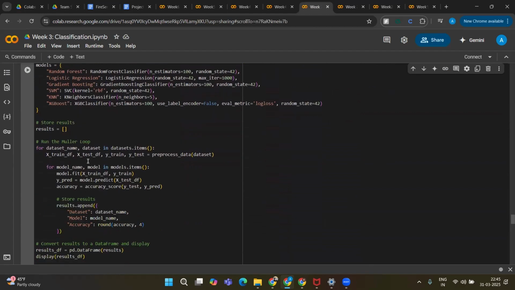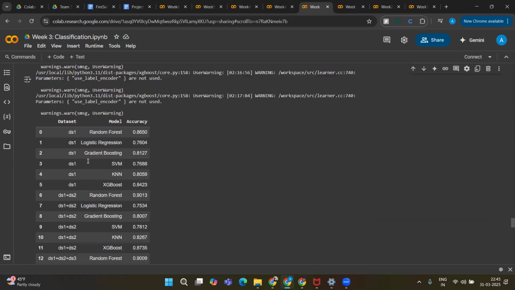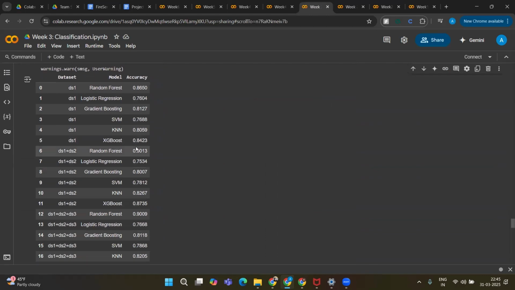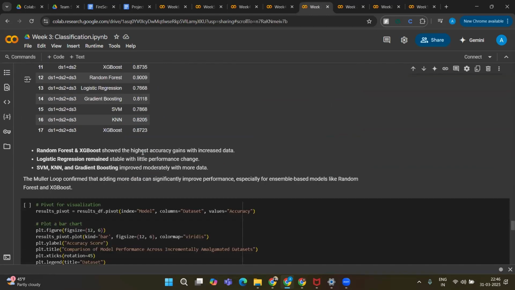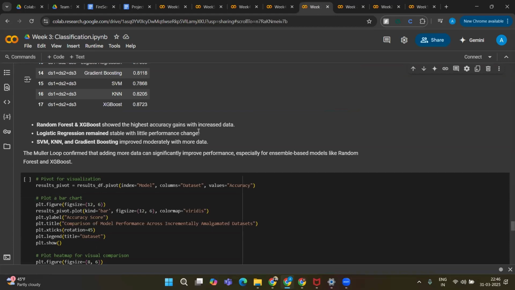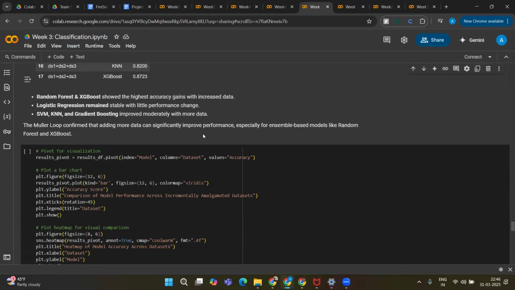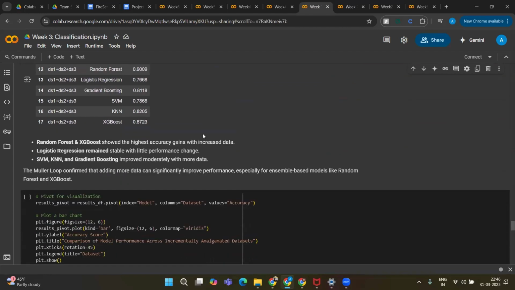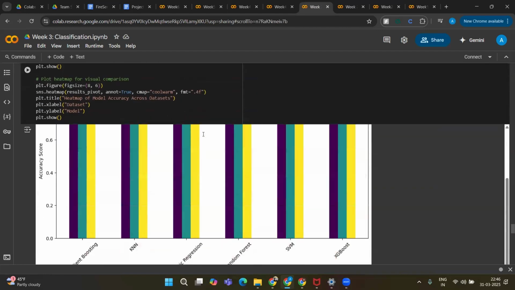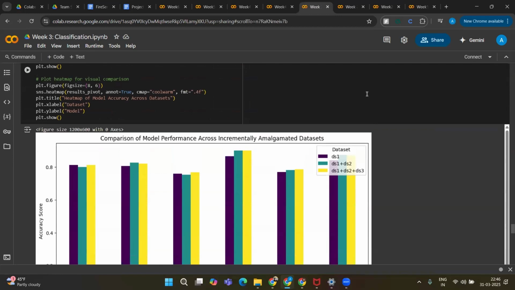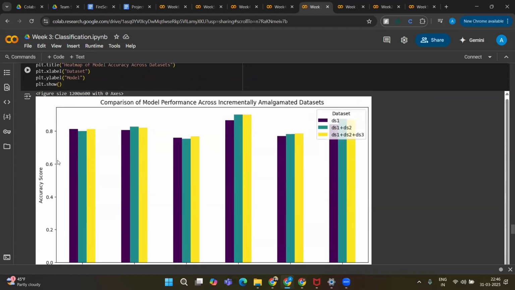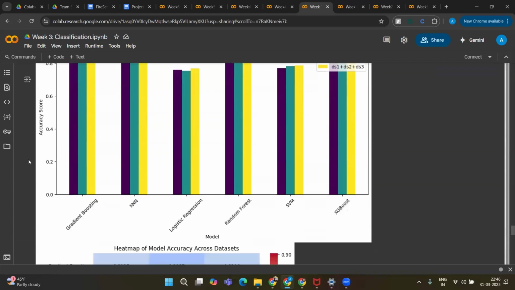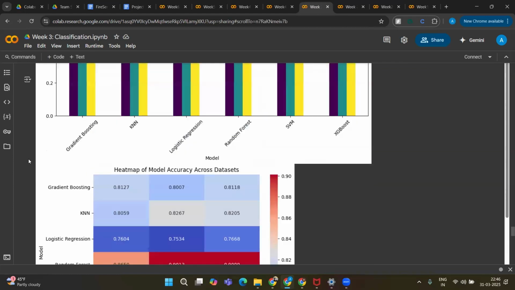all the models with the accuracy, we have seen that for DS1 and for each step of the process, random forest and XGBoost have shown the highest accuracy, and logistic regression remains stable with little performance change. The SVM, KNN, and gradient boosting improved moderately as more data got added. Later we've also printed some visualizations here to assess the performance of each stage of the datasets.